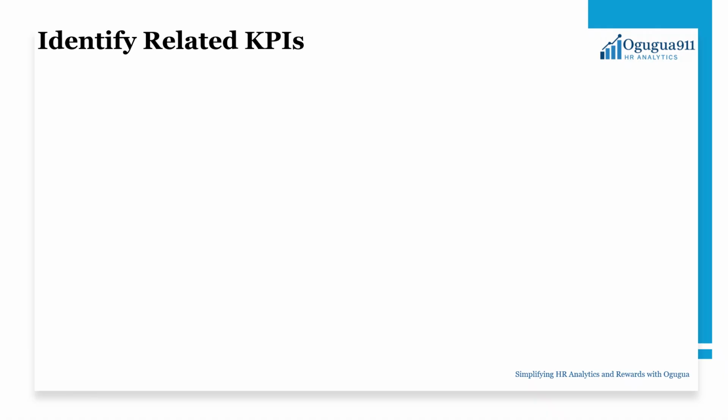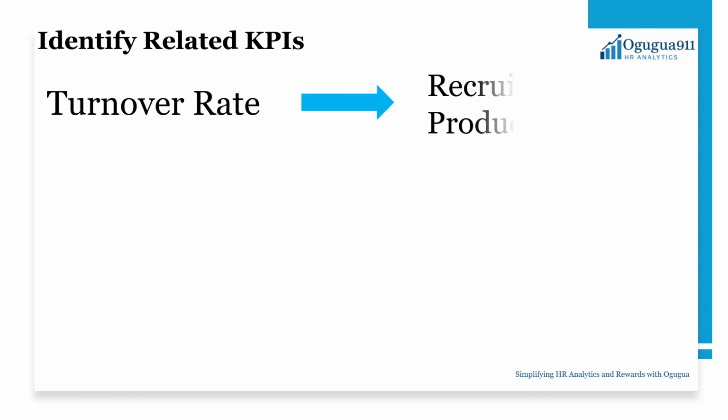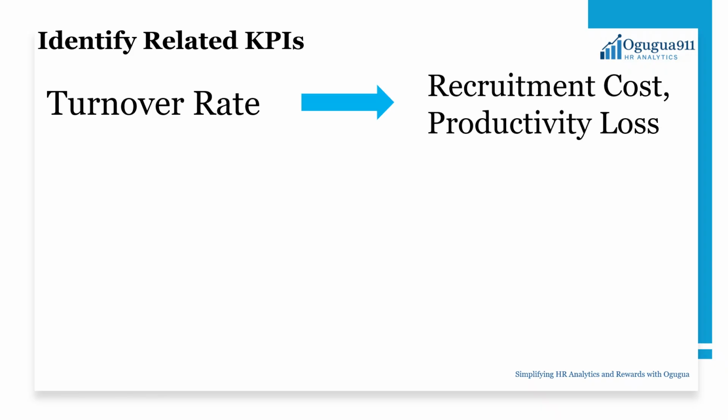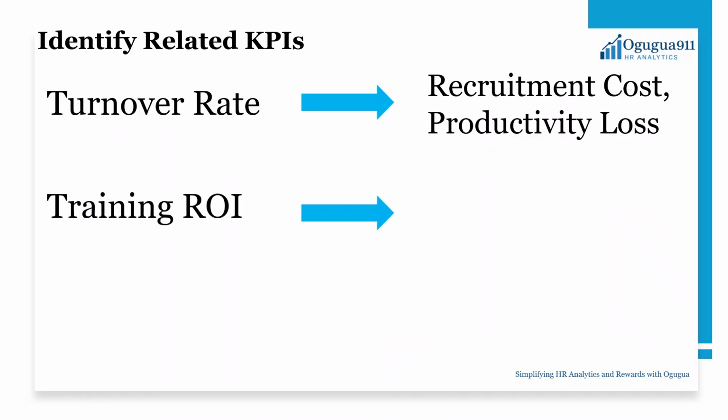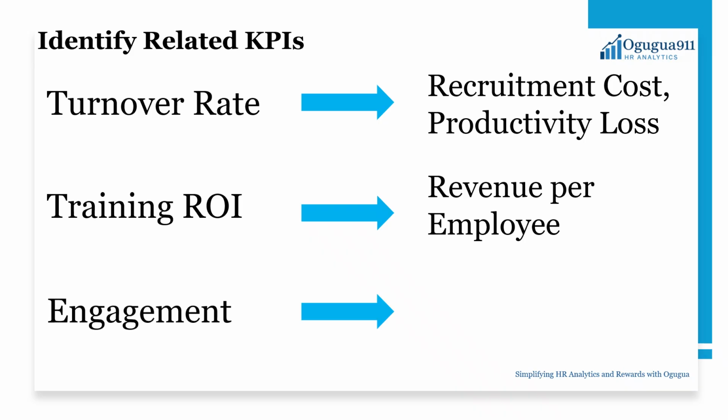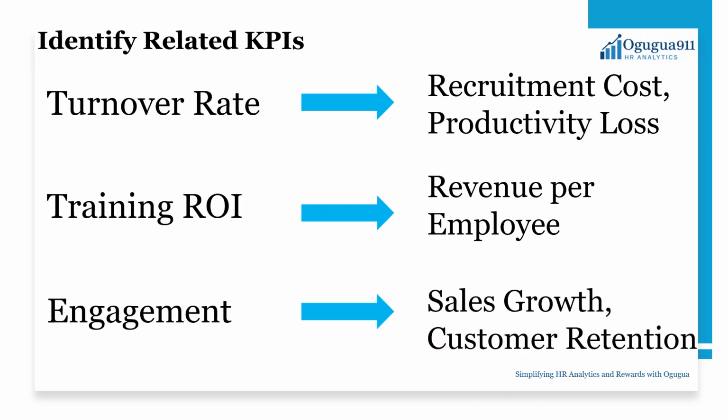Whilst determining the HR metrics that matter, it is also important to link each HR metric to a financial or productivity KPI. For example, for turnover rates, show the implication of recruitment costs and ultimately productivity loss. For training ROI, show the benefit, the revenue per employee. And then for engagement, show how it can lead to sales growth and customer retention.